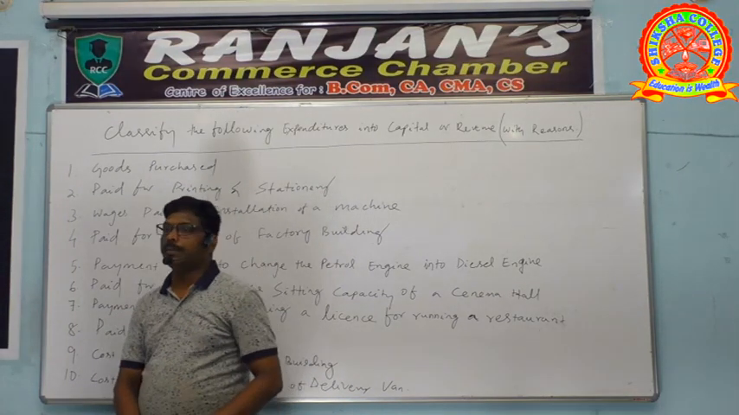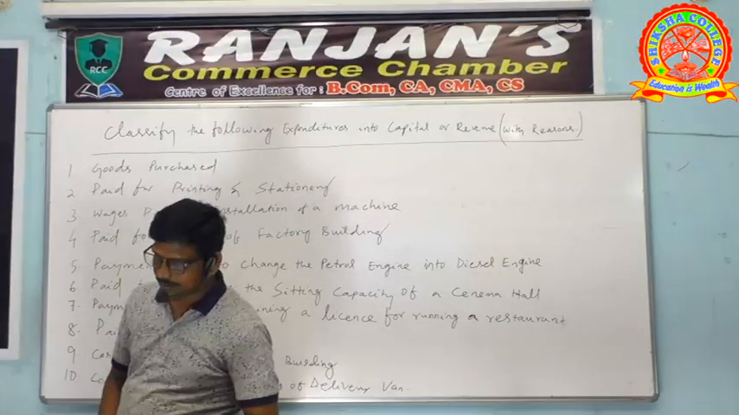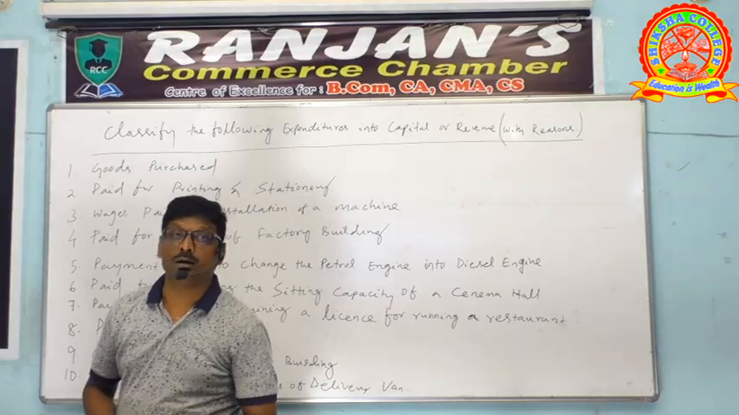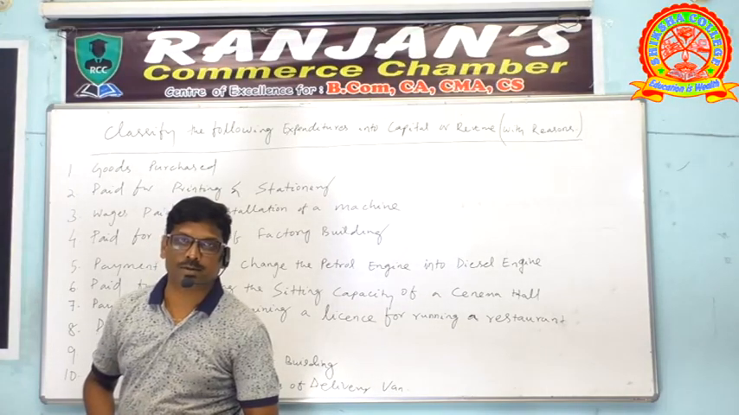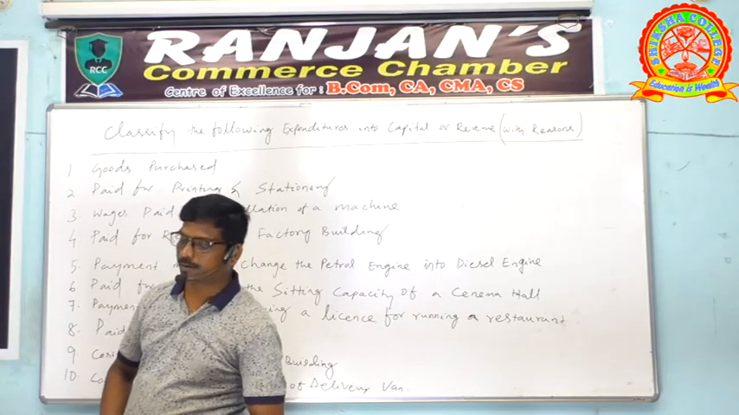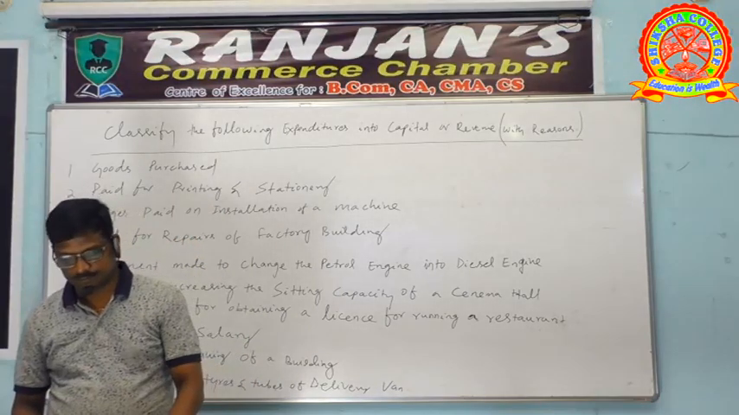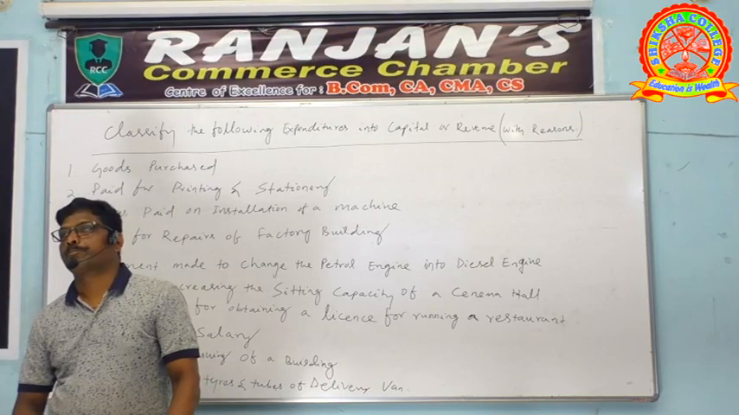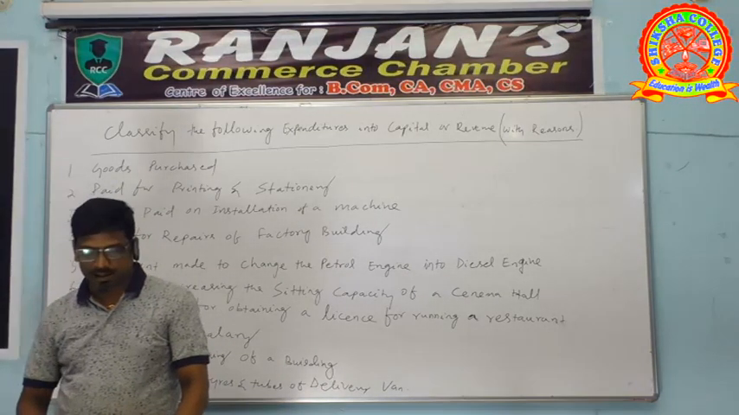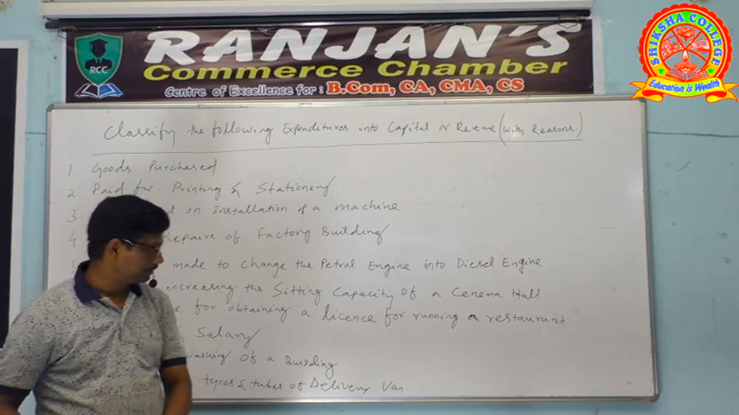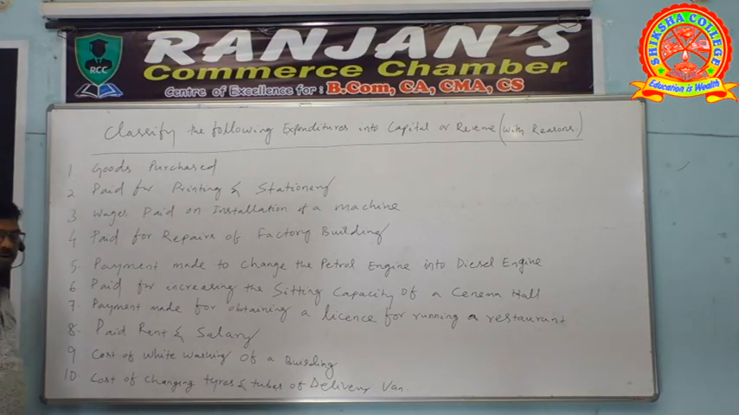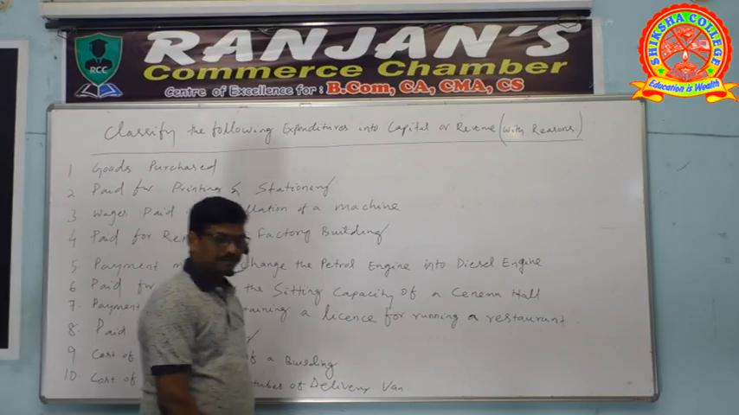The earning capacity is increased in the long run. Long run, R-U-N, run, full stop. Therefore, it is capital expenditure. Full stop. Ready?